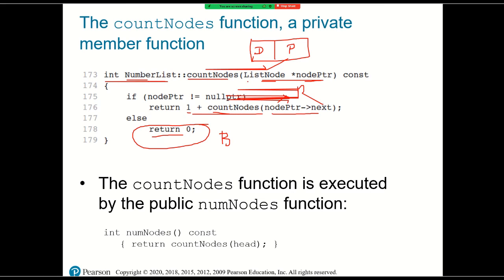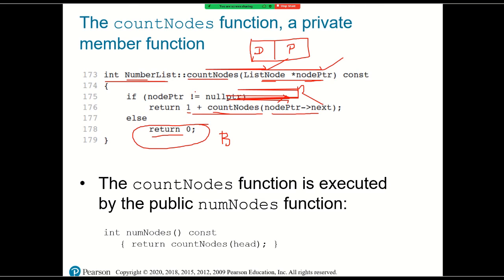You can have the list node, that is the object containing each node for the linked list. So you have the node pointer, that is the pointer to that object. Then if your node pointer is not equal to null pointer, if it is pointed to a non-null node, then you should return 1 plus the count of the next node.